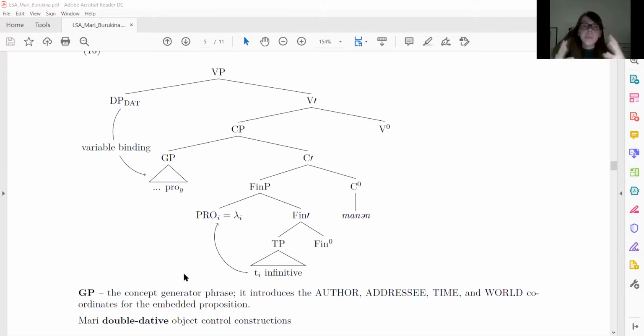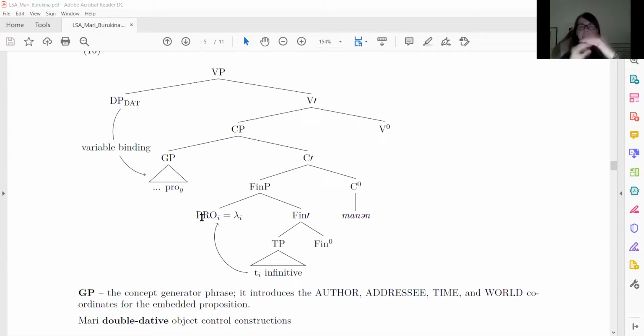So when we have object control, we have this addressee coordinate being syntactically realized at the left periphery of this embedded CP. And this little pro coordinate, on the one hand, gets bound by what looks like the matrix controller, right? The matrix dative DP. And on the other hand, it establishes this predication relation with the embedded non-finite FinP. And that can be done because the FinP is not saturated. There is still this empty slot there. There is still this big pro variable.